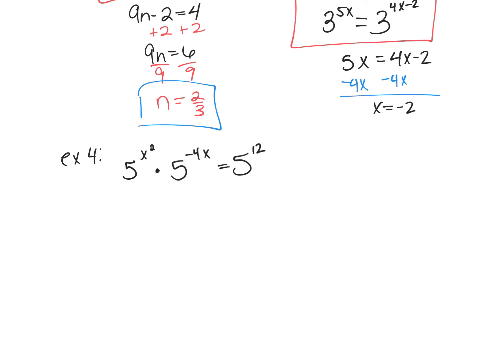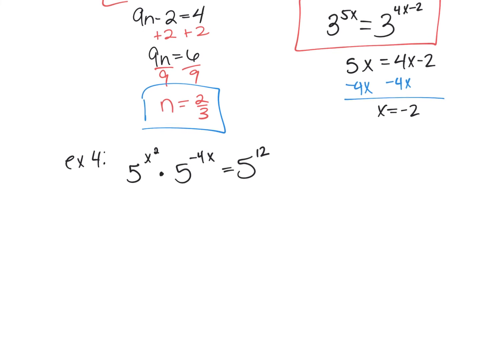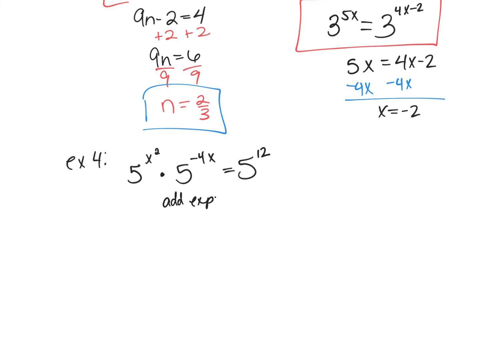Whoa, this looks a little scary, but I think we can handle it. We already have all the same bases, right? But I have more than one power on the left side, so I need to use my exponent rules and make it one power. What do I do when I multiply powers? We add the exponents. So we end up with 5 to the x squared plus negative 4x, so x squared minus 4x, equals 5 to the 12th.